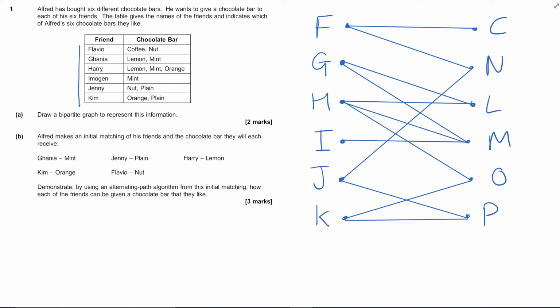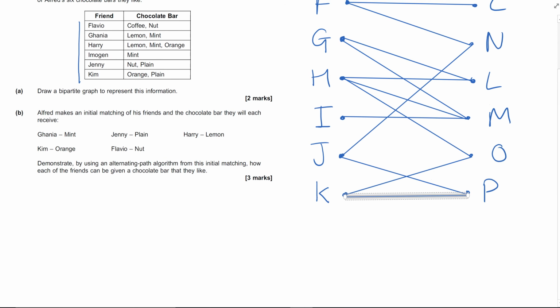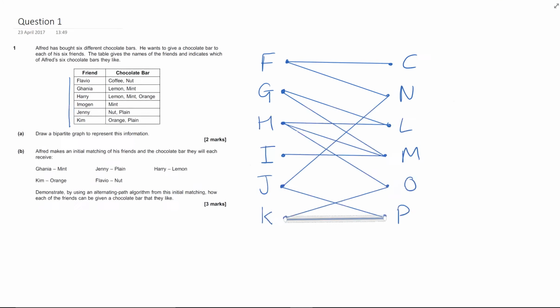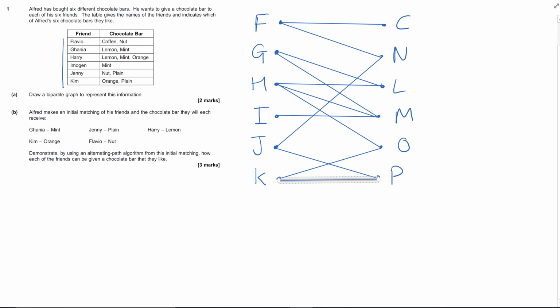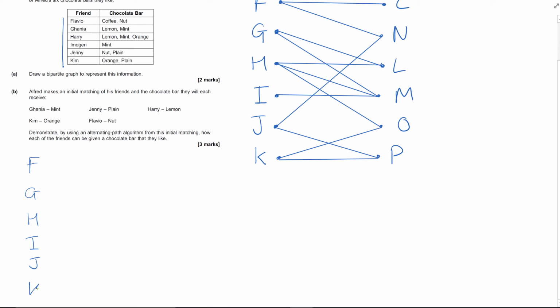Now part B, then I'm going to do a little bit more freehand. So we've got the initial matching, and we've been asked to demonstrate using an alternating path algorithm from the initial match how each friend can be given the chocolate bar they like. So I'm going to do a second copy of this now. I'm just going to zoom out a little bit so we've got a bit more space. This is going to be a bit more freehand just to speed things up. So I've got F, G, H, I, J and K. And we've got C, N, L, M, O and P.